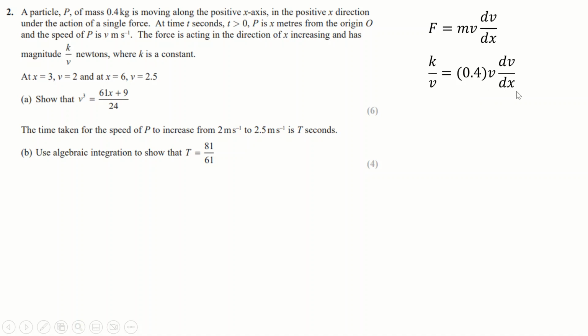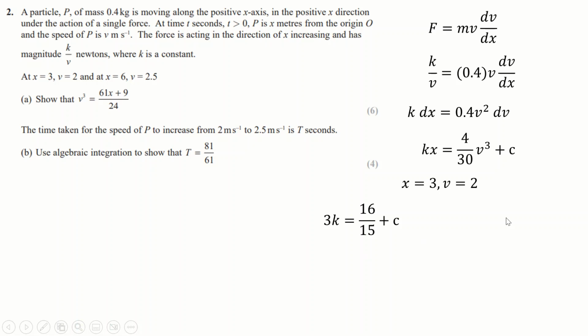This is a differential equation we can solve, times everything by v, times everything by dx. We get this. We can integrate both sides of this to get kx and 0.4 over 3. Now 0.4 is 4 tenths, over 3 is 4 30ths, v cubed, and then there's a plus c. We're given some initial conditions which will help us to find k and c. If we put in these two values into here, we get this. If we put in these two values into here, we get this.